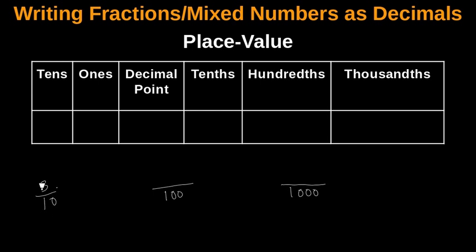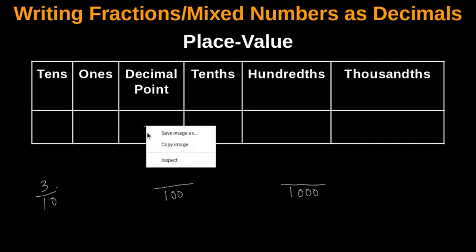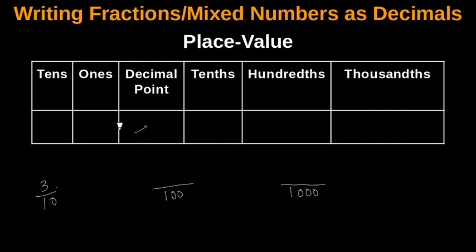Now 3/10 is a fraction. We don't have a whole number, so we don't need to fix anything in the tens or ones place. So we just go straight to putting our decimal point right here. Okay, let me correct that. It's meant to be a point and not a line. So go ahead and fix our decimal point right here.